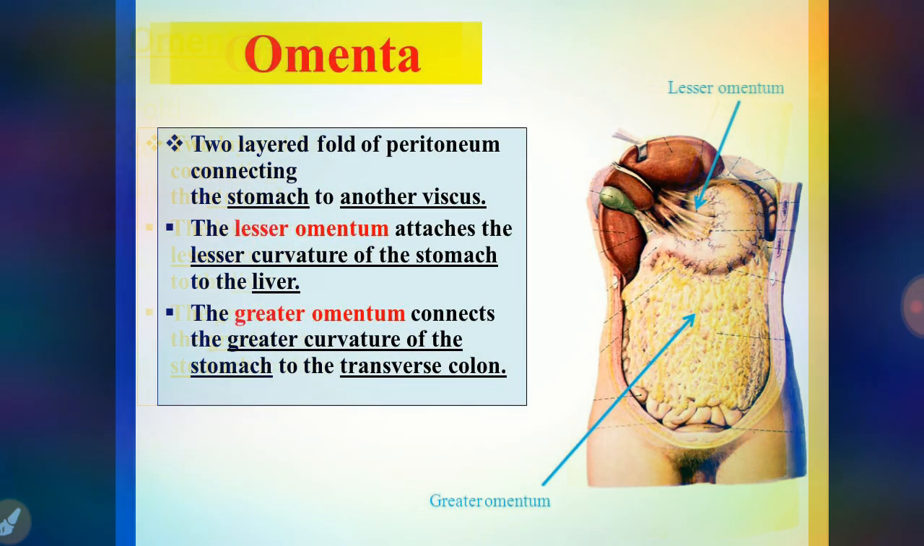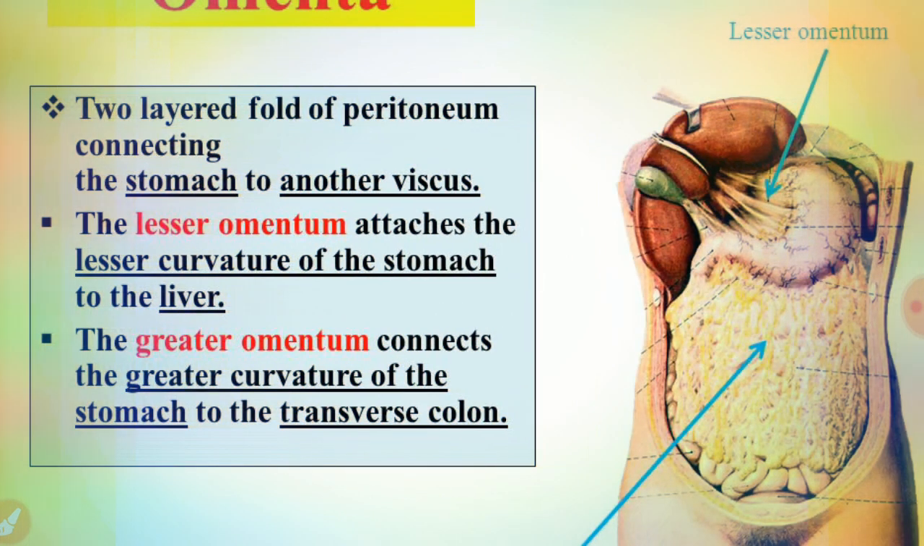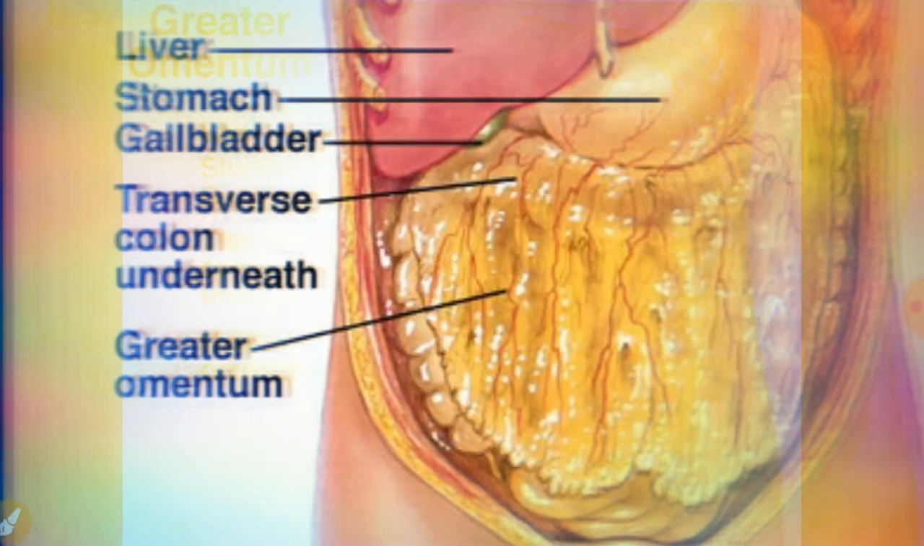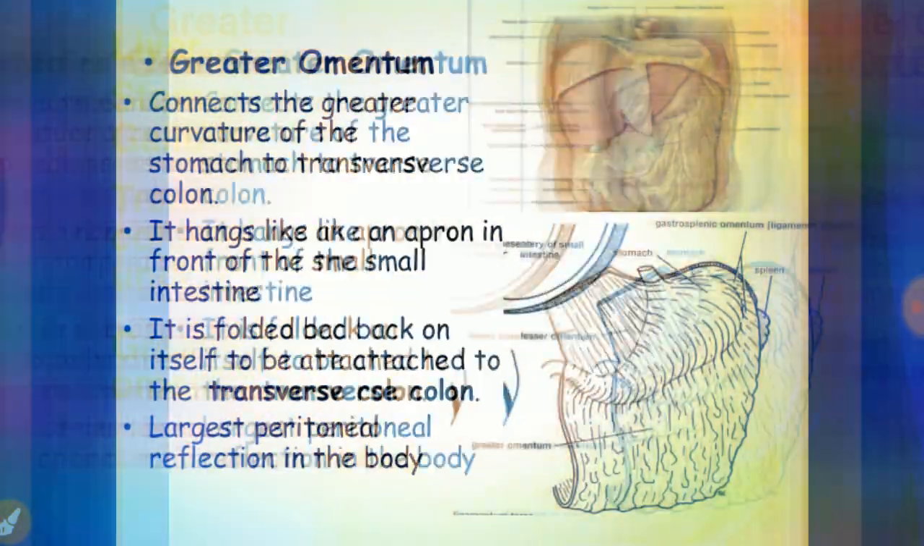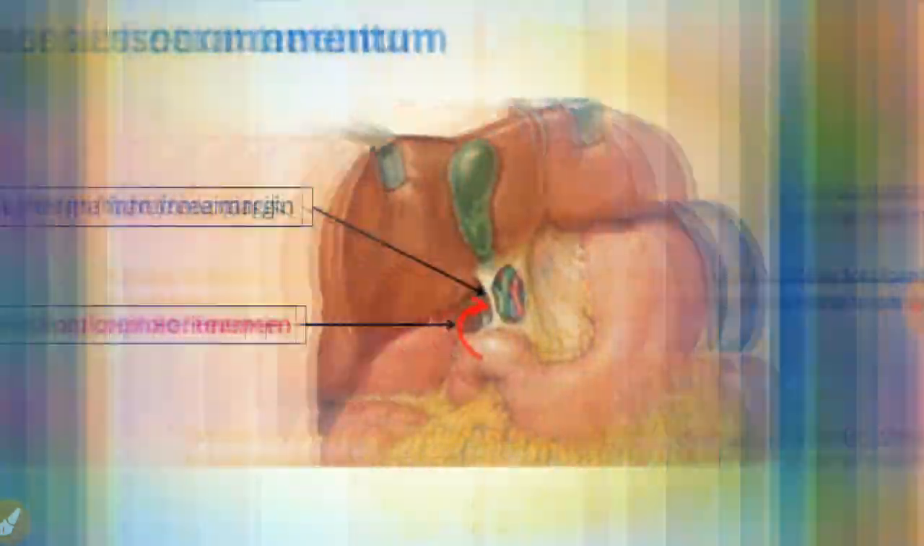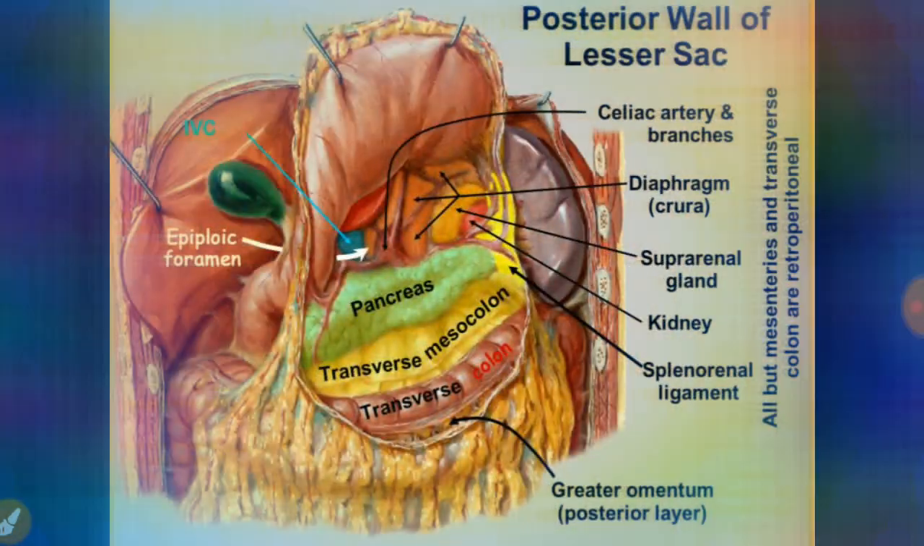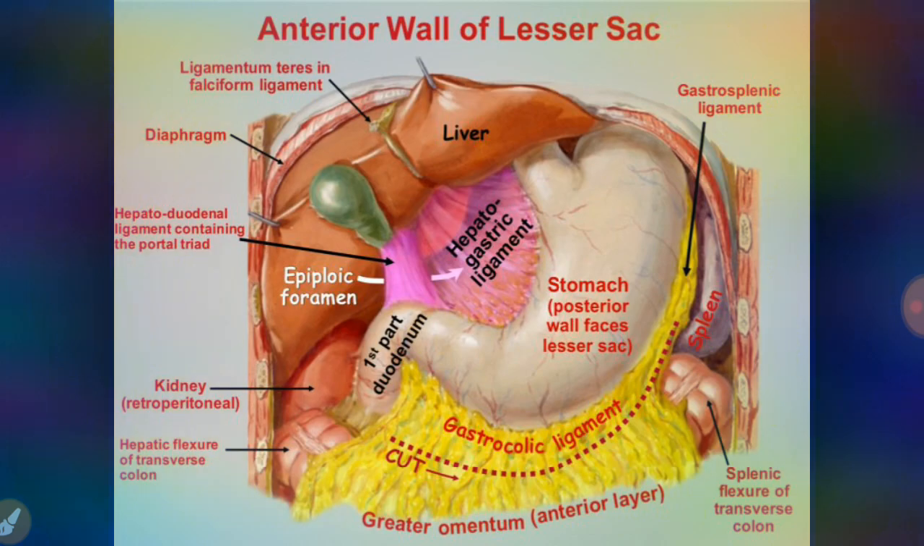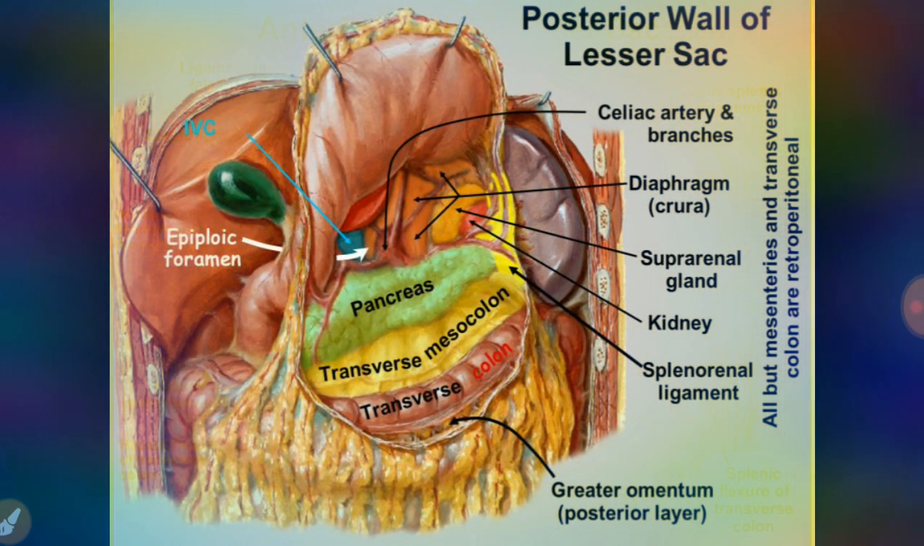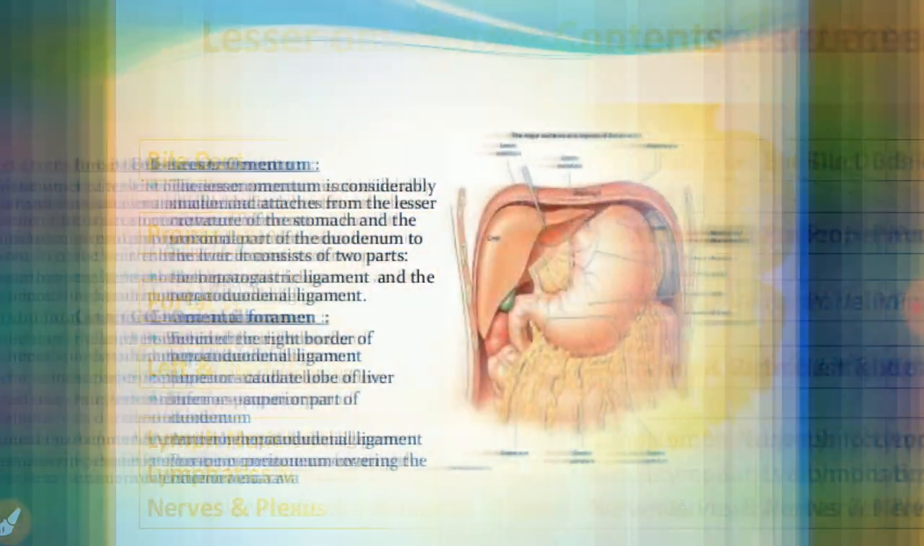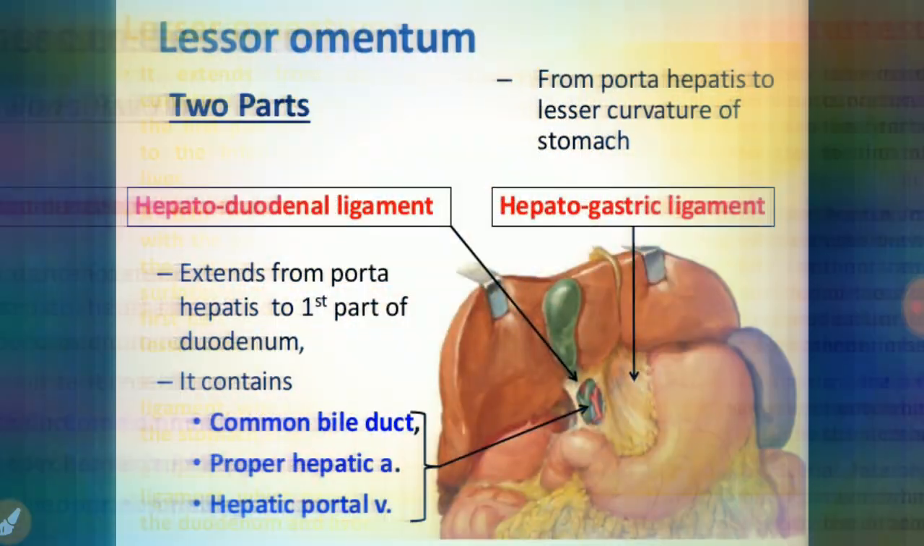We have seen that the lesser omentum attaches the lesser curvature of the stomach to the liver, and the greater omentum connects the greater curvature of the stomach to the transverse colon. These are the pictures we have also seen. We have seen the anterior wall of the lesser sac and the posterior wall of the lesser sac, and what the lesser omentum and greater omentum contain.